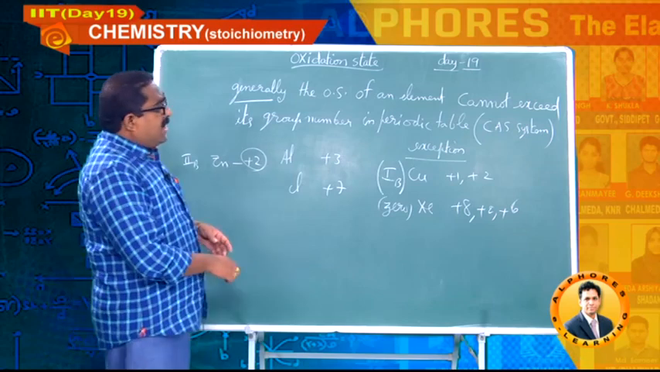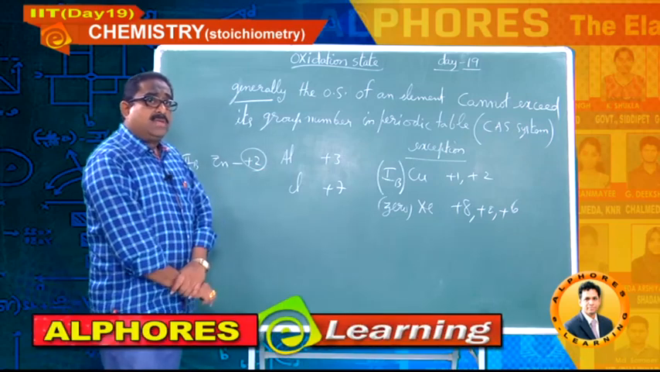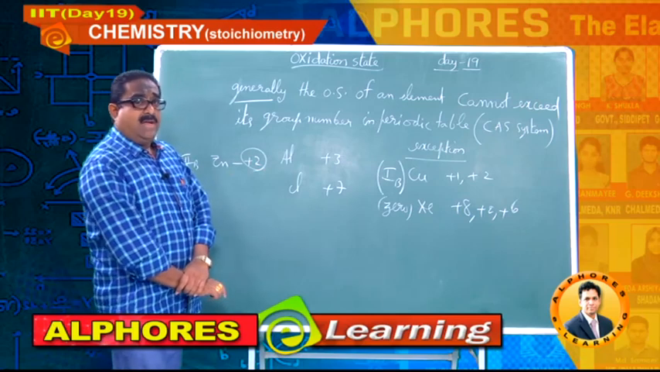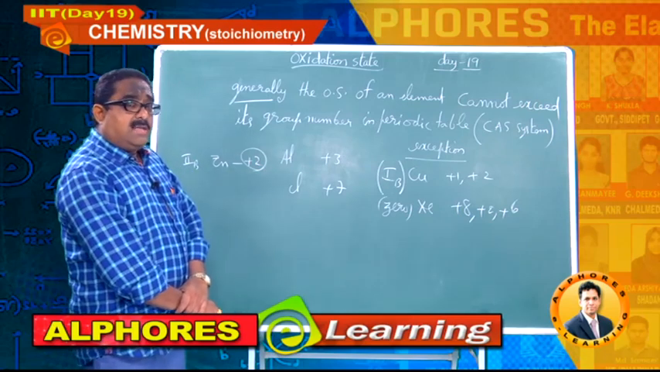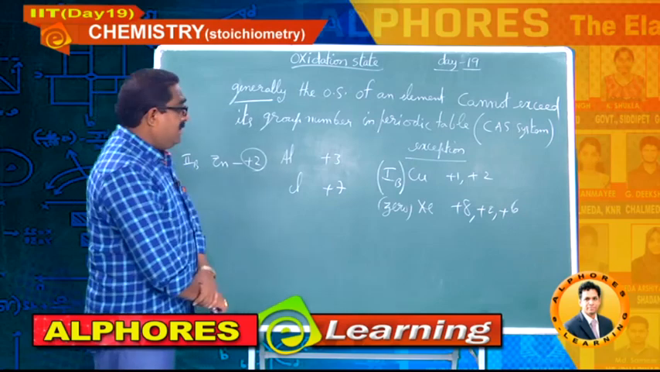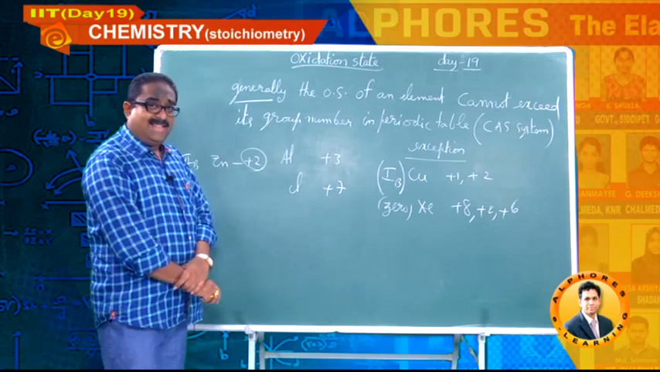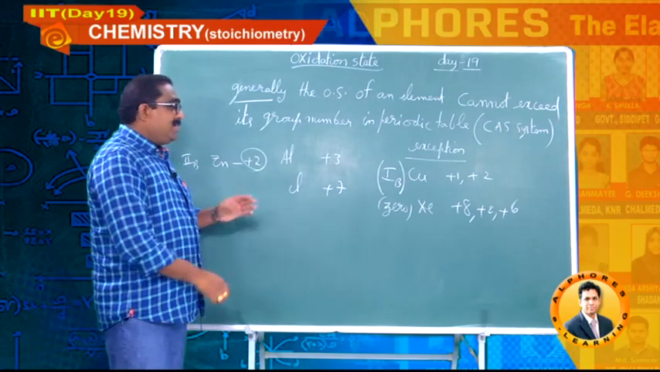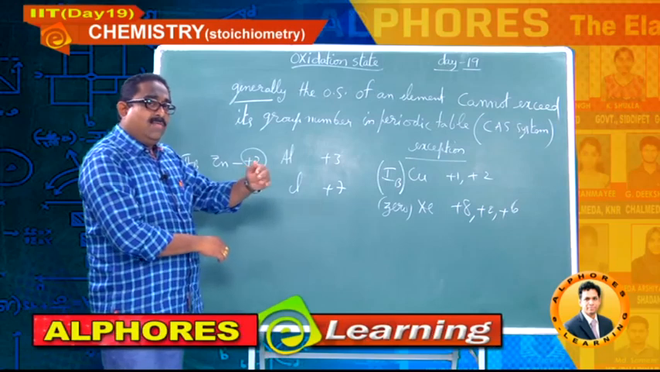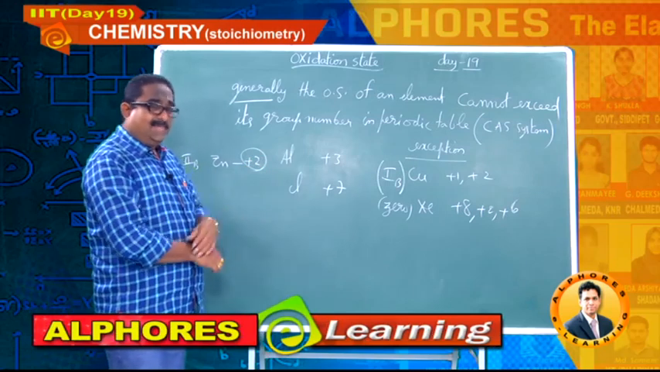So with this we have almost completed the rules to assign the oxidation states for different elements, and after this we will go for an exercise. You please complete this and I will give one or two more examples and then I will go for the exercise. Please note it down.